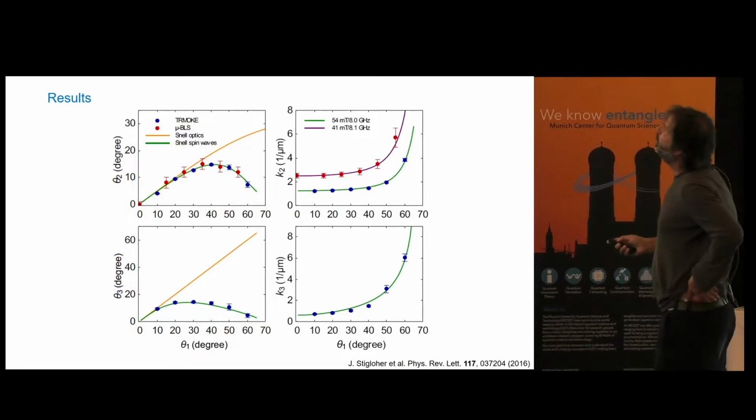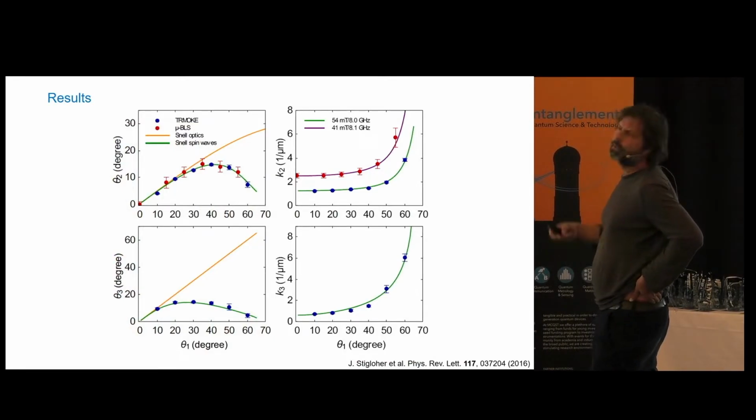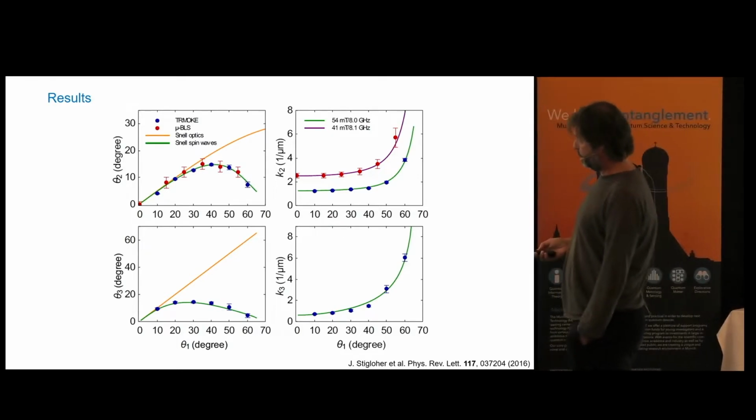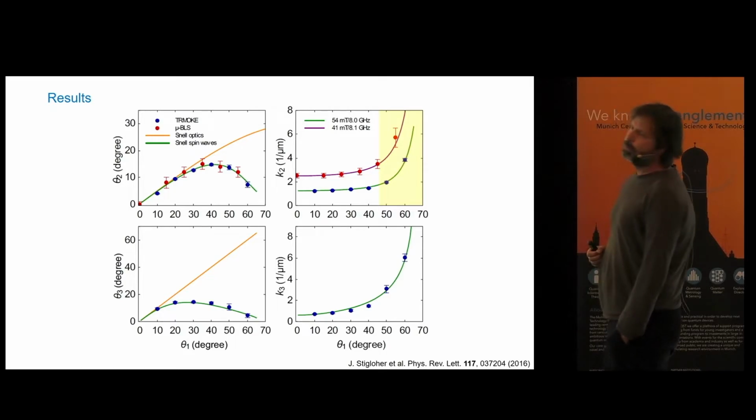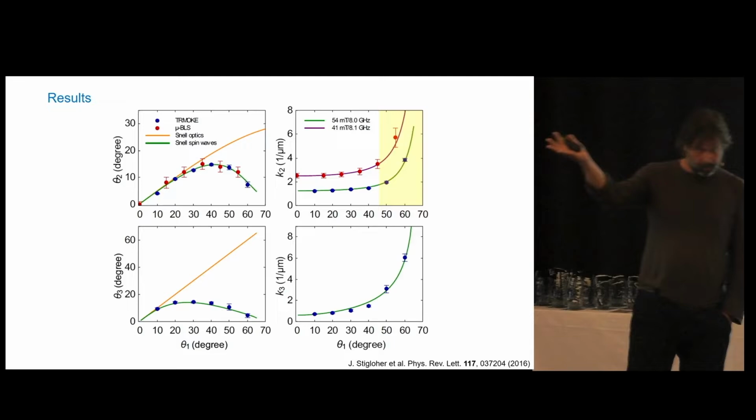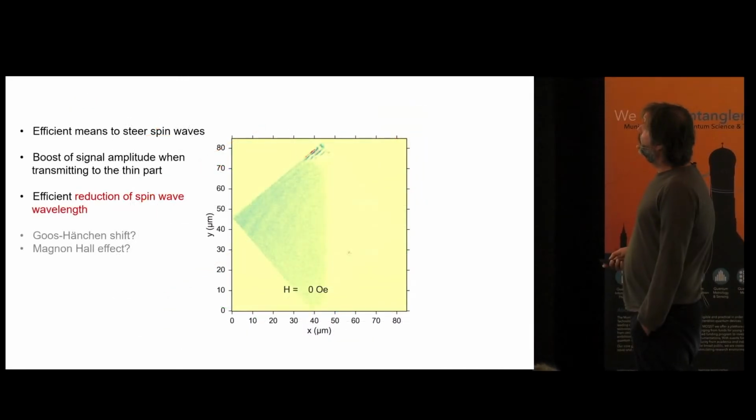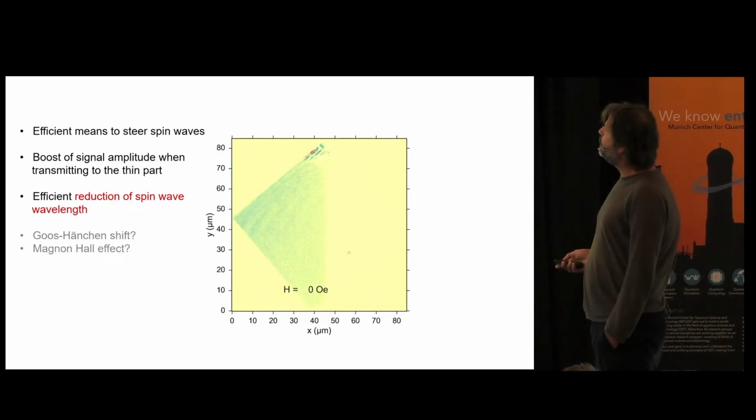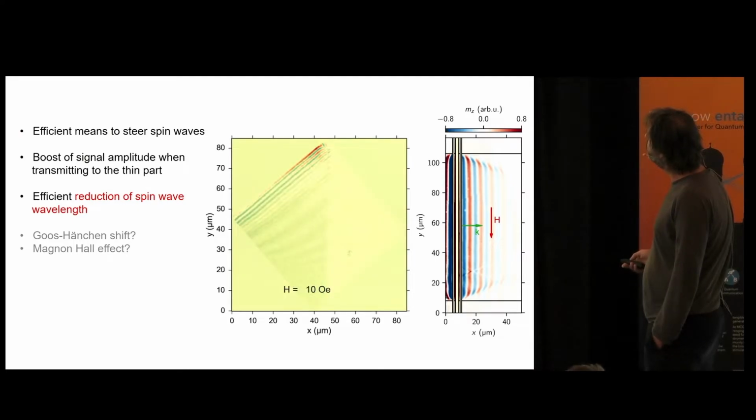Okay, now we can compare Snell's law in optics with Snell's law in spin waves. You see it's different. That's because of this dispersion relation. And in particular, you can see that we can now go to very high k vectors, which means that we're also reaching the limit of our resolution. Okay, so we have an efficient means of steering spin waves. We can boost the signal amplitude, and I'm not sure how it works.